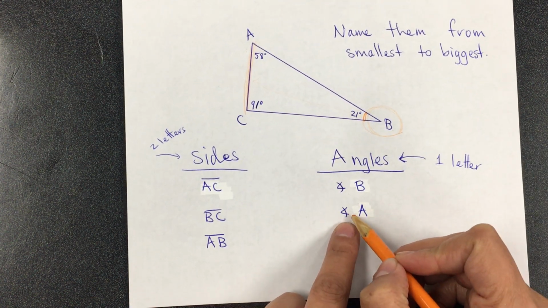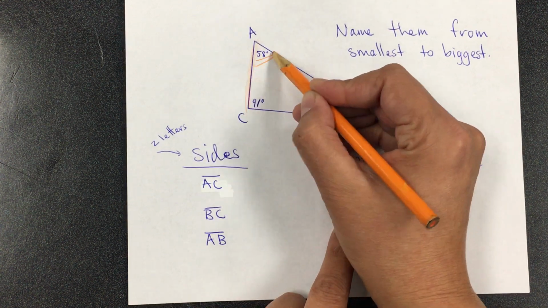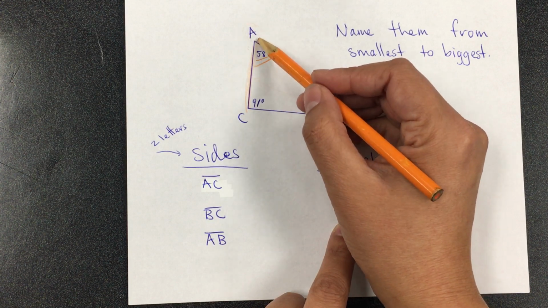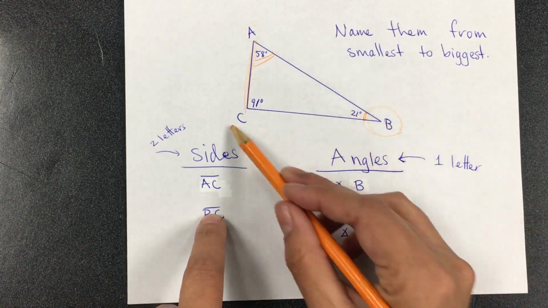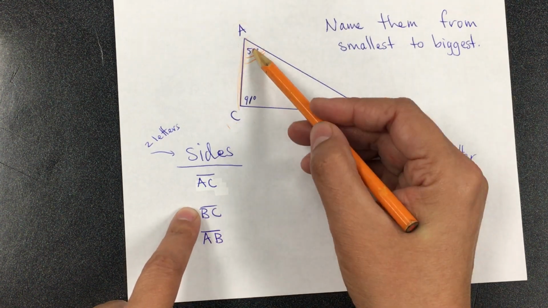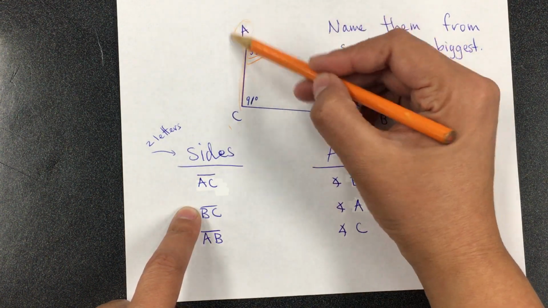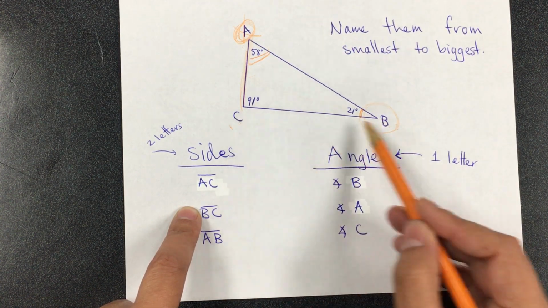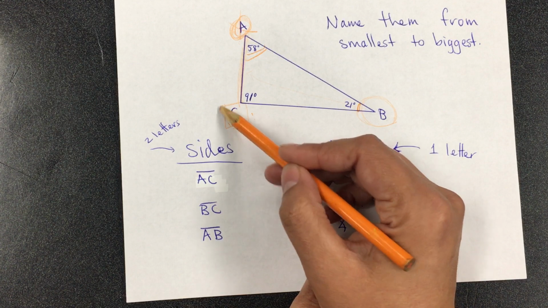The medium size angle is angle A because it's 58 degrees. So the medium size side will be CB or BC. It doesn't matter if you write CB or BC, but that's the medium. Why? Because it's opposite. Again, how can you know it's opposite? Well, if we're talking about angle A, don't use that letter. Just use BC.